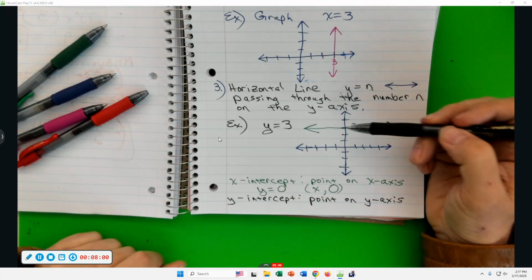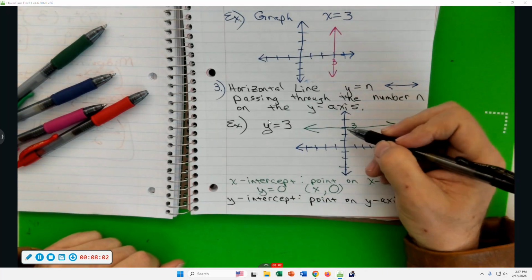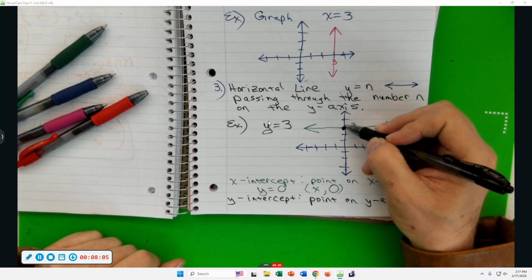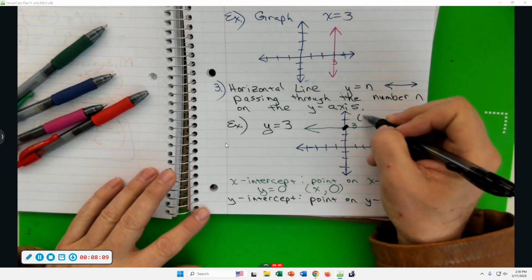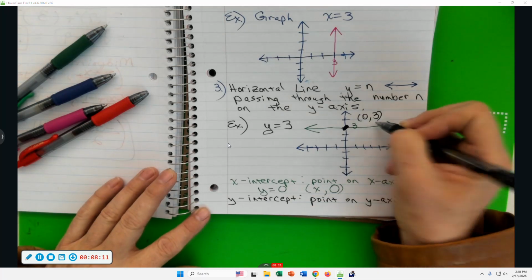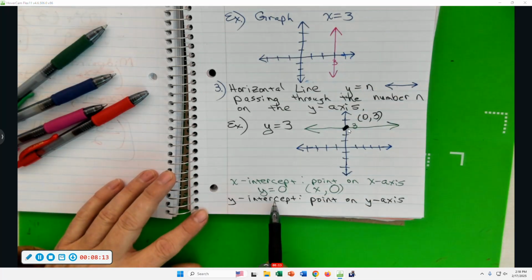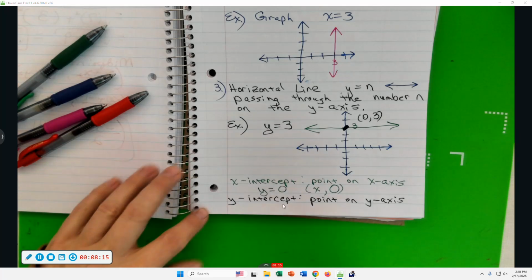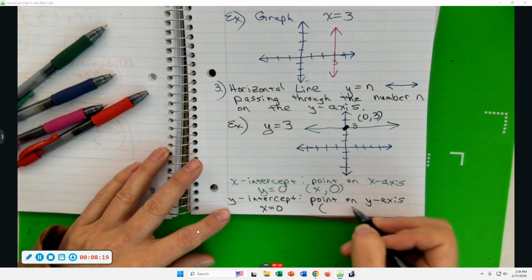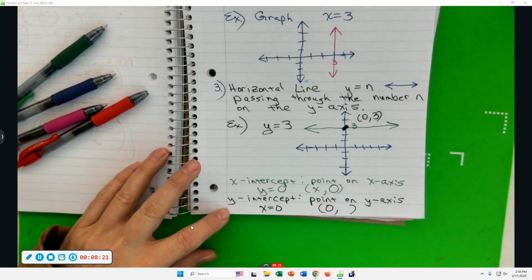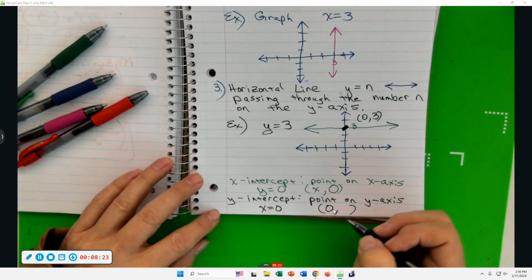And if the point is on the y-axis, like this ordered pair right here, you don't go left or right, which means the x value is 0, the y value is 3. So to find a y-intercept, you let x equal 0, or you complete an ordered pair where x is 0 and you find y.